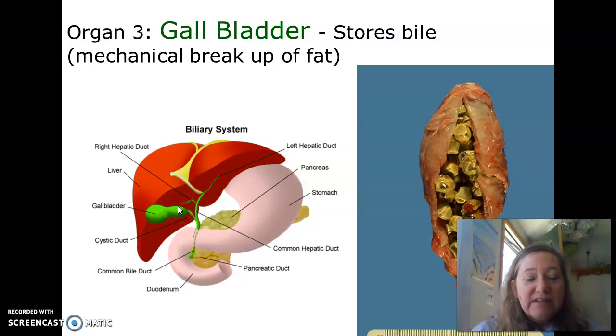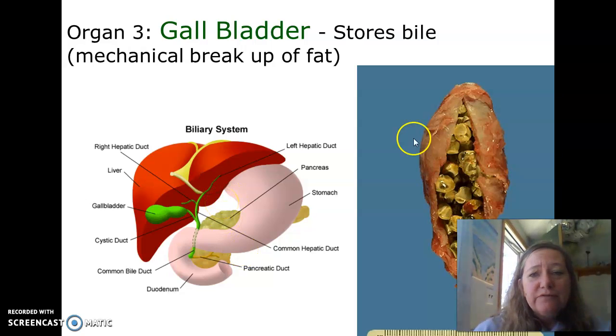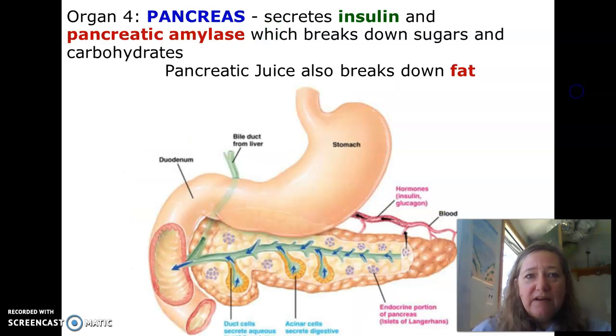Okay? People ask, can you live without your gallbladder? Well, you can. It is one of those organs you need, and it does a job. But if you do get your gallbladder removed, your body can find another way to break down the fats, because that's the job of the bile that's stored there, is to break down fat.